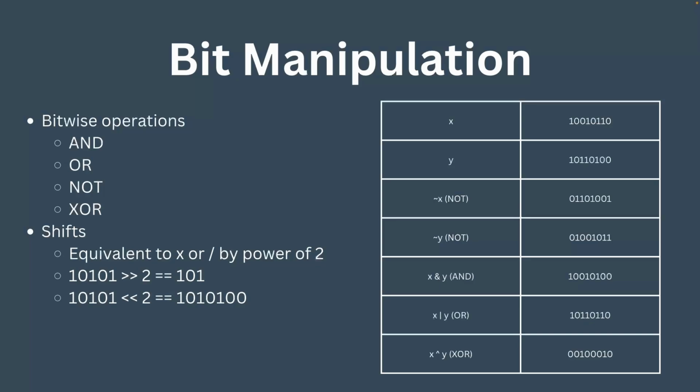So this is just an example of tables. I just came up with two random numbers X and Y in binary. And this is what the results of those operations are. So have a read through them, make sure it all makes sense.